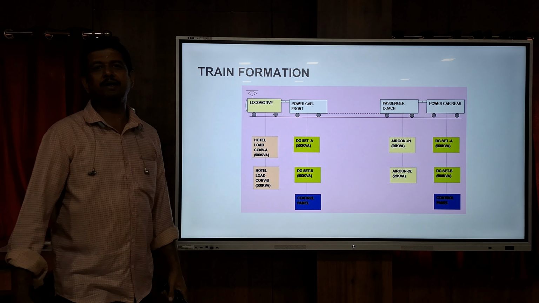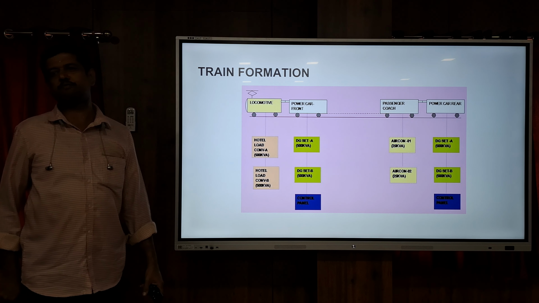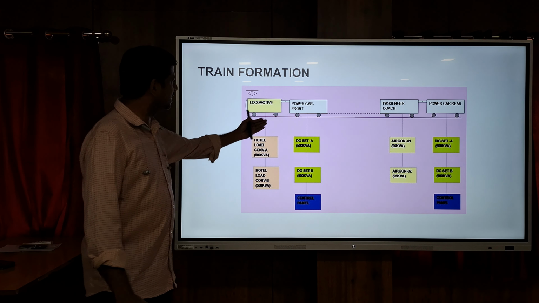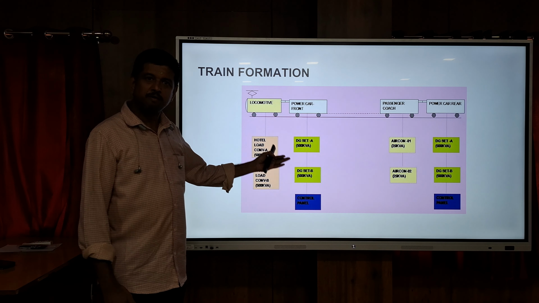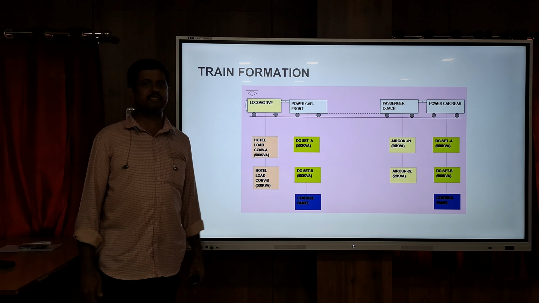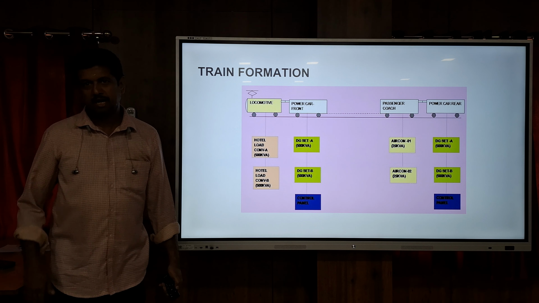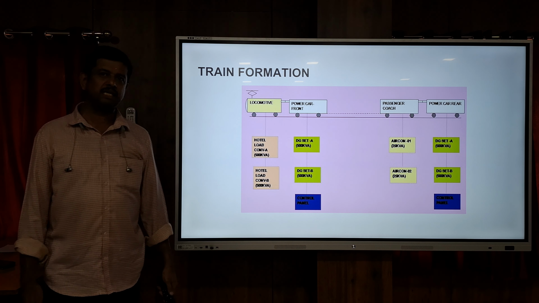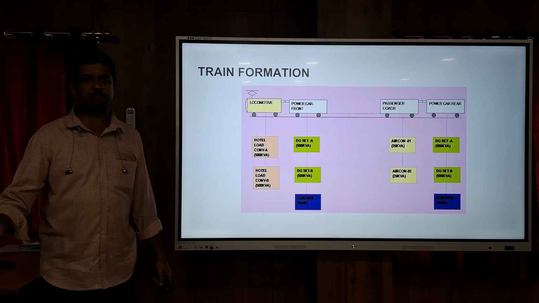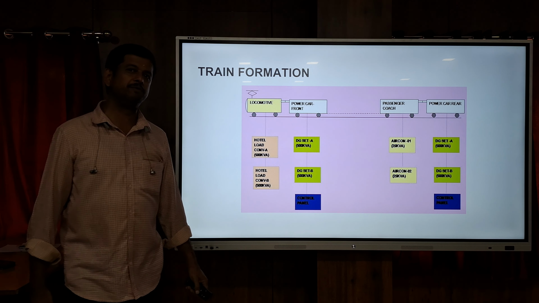Now, based on the availability of a healthy WAP7 locomotive with hotel load, they eliminated the leading power car with the genset. Now they are providing only a panel. There won't be a genset, so that we are getting additional space for passengers or freight movement or a parcel van. We are getting additional space, which increases the railway revenue.